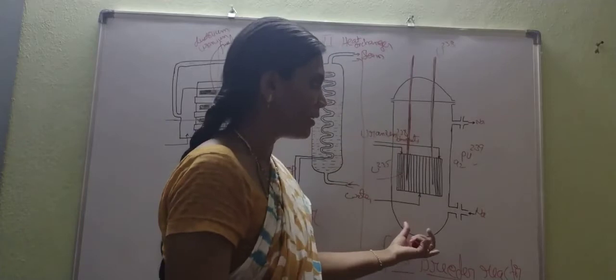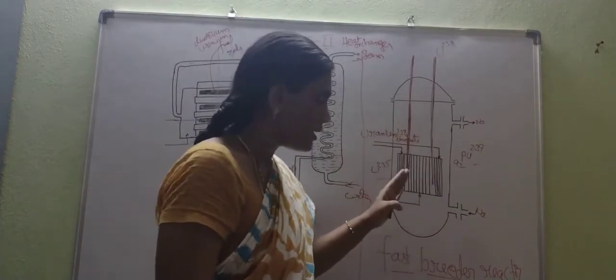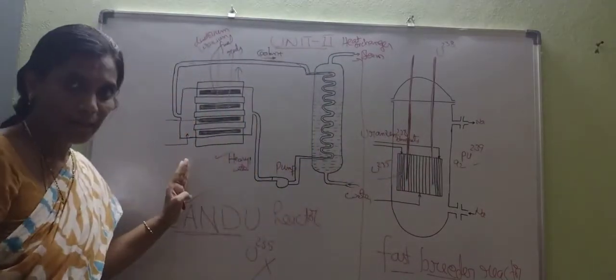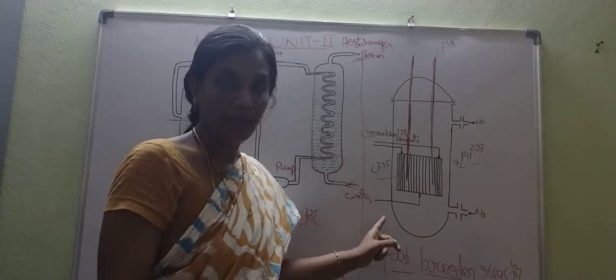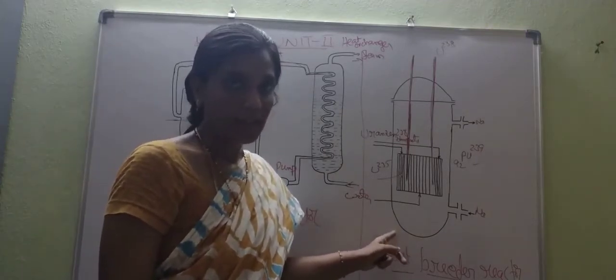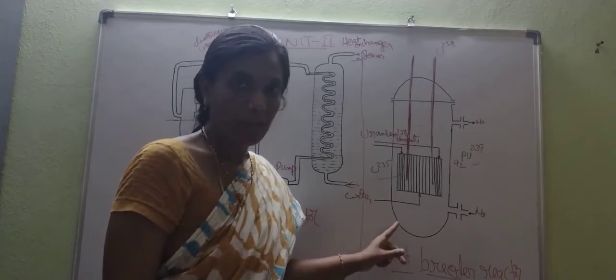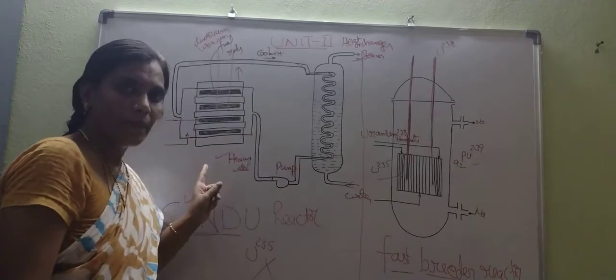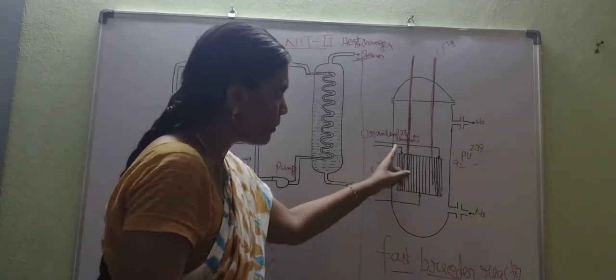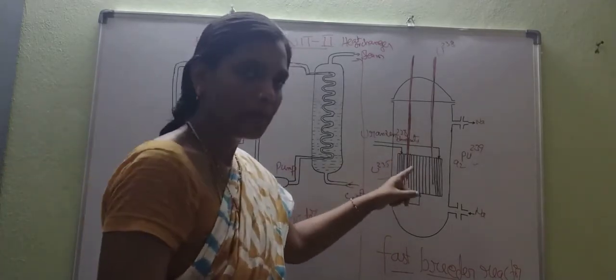So that is the process of a fast breeder reactor. In the earlier case there is a moderator, but here there is no moderator. That is the advantage of this fast breeder reactor, we are not using any moderator. What is the difference between these two? Here the uranium blankets are surrounded by uranium material.